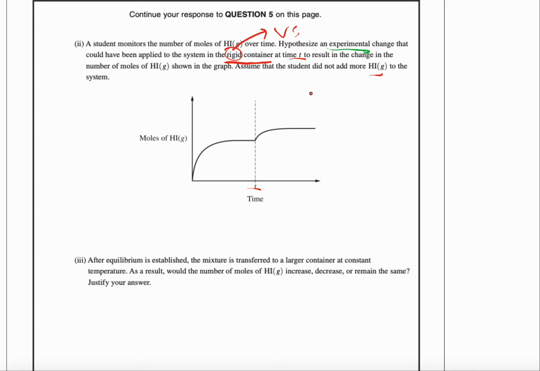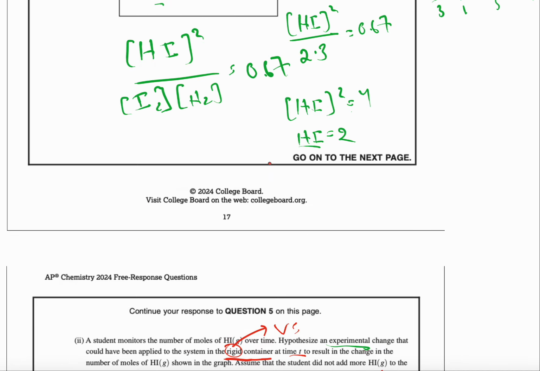So I'll rewrite it: I2 plus H2 equals 2HI, I should write.